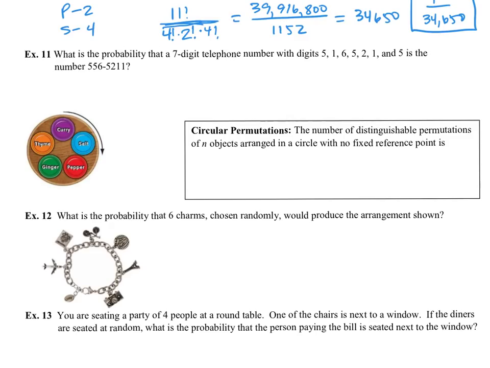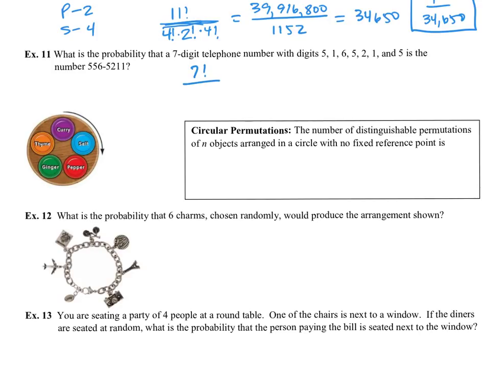Then let's do another permutation with repetition. Example 11 says, what is the probability that a 7-digit telephone number with these digits actually turns out to be the number 5565211? The first thing we're going to do is see how many numbers we're choosing from. There are 7 total numbers in this list, so we're going to take 7 factorial and put that in the numerator.